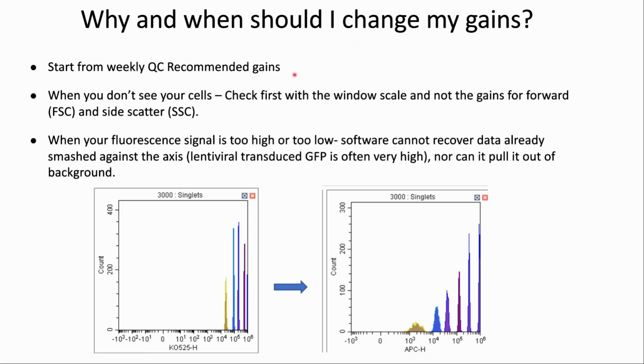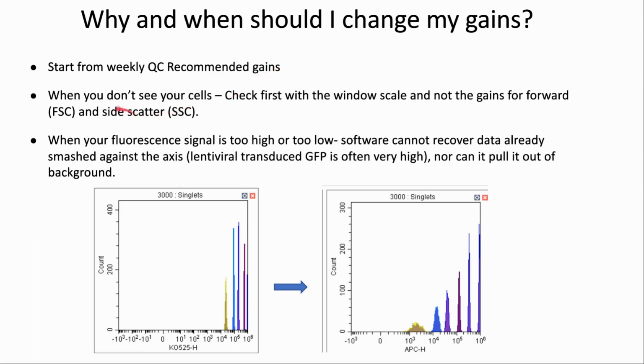Our recommendation in the flow core is that best practice would be to start from the weekly QC recommended gains. This is because our cytometers have a large dynamic range from 1 all the way out to 10 to the 7th, and often the recommended gains will work for the majority of your cell experiments.